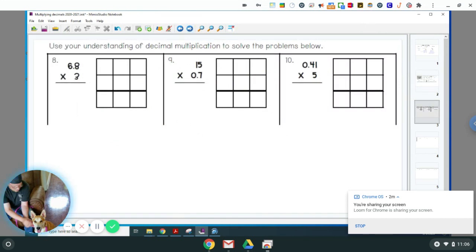So now we're going to practice multiplying this. You can use the grid if you want. I'm just going to multiply it out here. So I'm going to do 6.8 times 3. Well, I'm really just going to do 68 times 3 and then worry about the decimal at the end. Since there's one decimal up here, it means I have to have one down here. So you get 20.4.